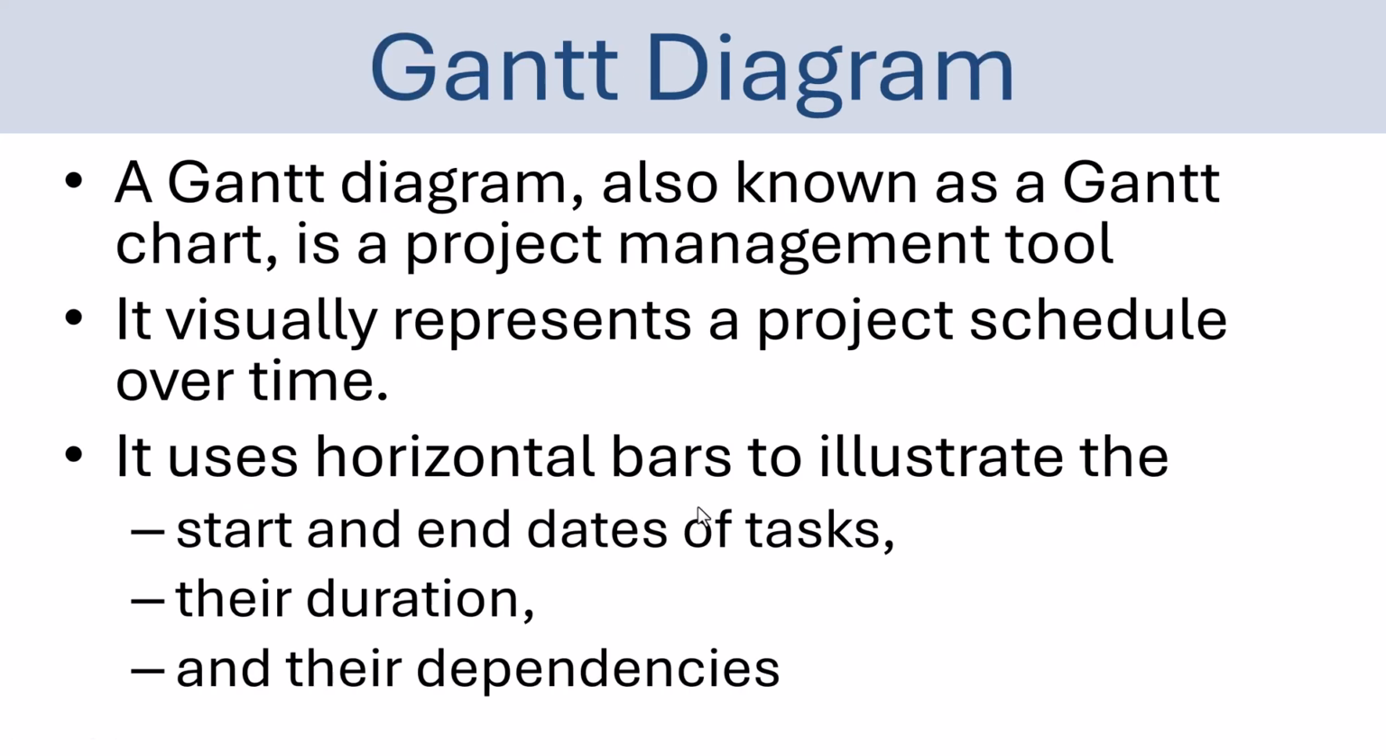So basically a Gantt diagram, also known as a Gantt chart, is a project management tool. It visually represents a project schedule over time, and it uses horizontal bars to illustrate the start and end dates of the tasks, the task duration, and if there are any dependencies between the different tasks.